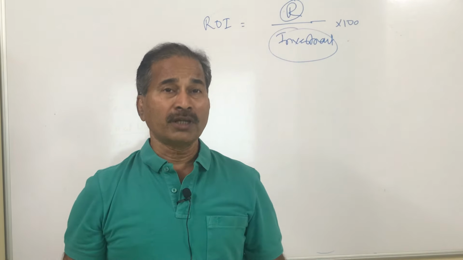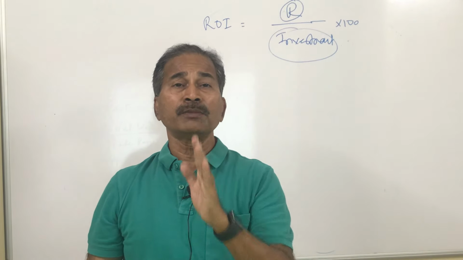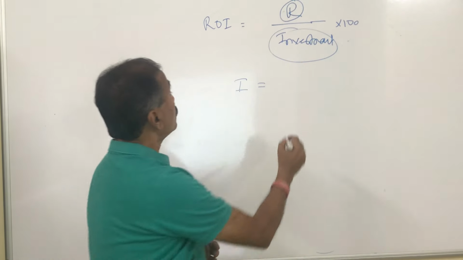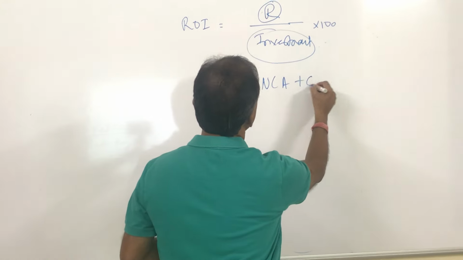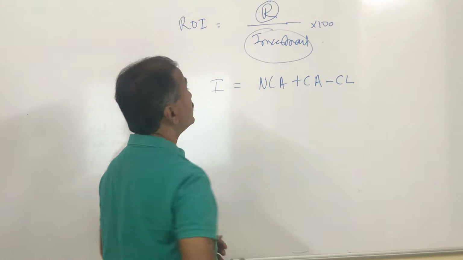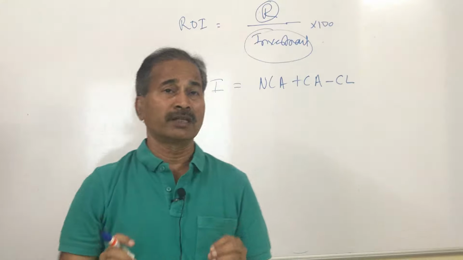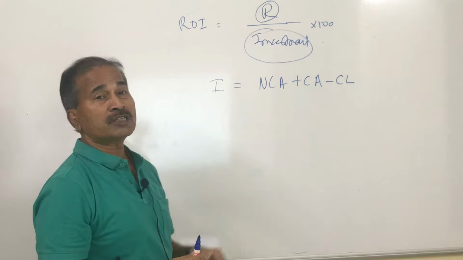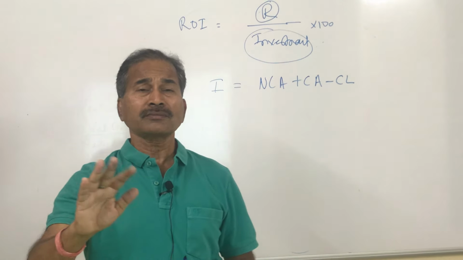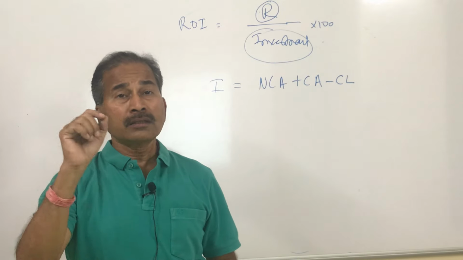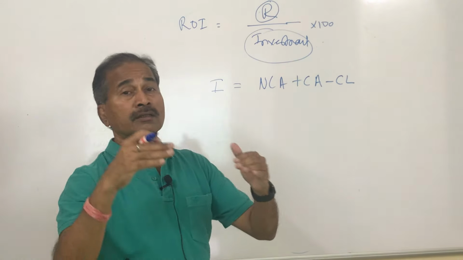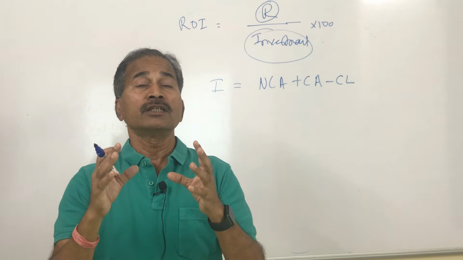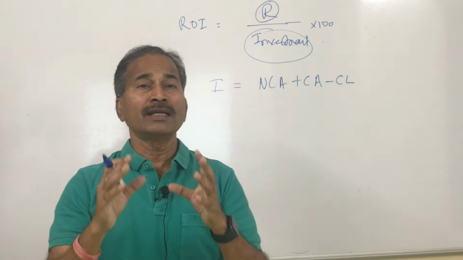So if I can give you a formula as to how to calculate your investment figure correctly, I would say investment is equal to non-current assets plus current assets minus current liabilities, and this will give you your figure of investment. And I am sure, friends, having understood how to calculate the figure of investment, you will never ever make a mistake in calculating ROI. The third thing that we need to understand for calculating the return on investment correctly is the purpose for which ROI is calculated.